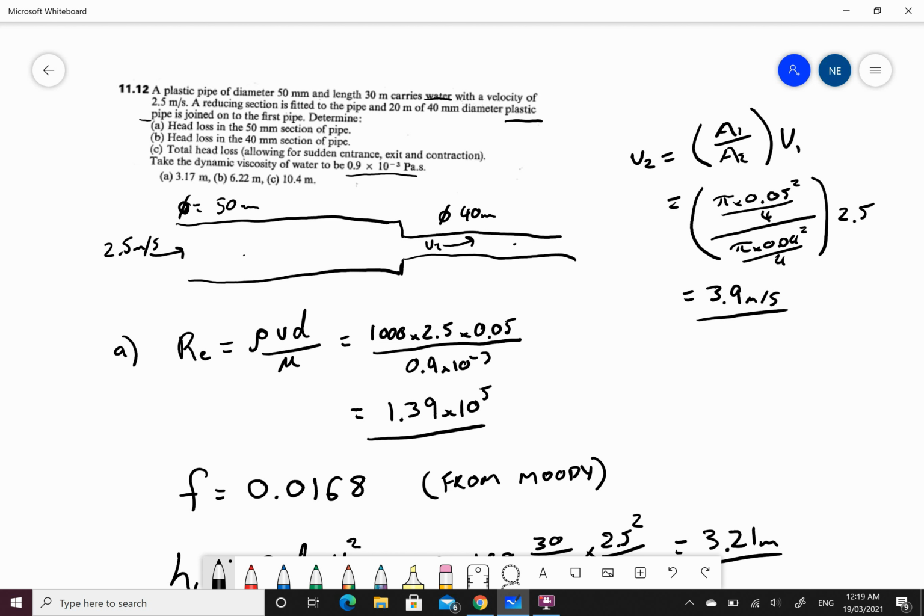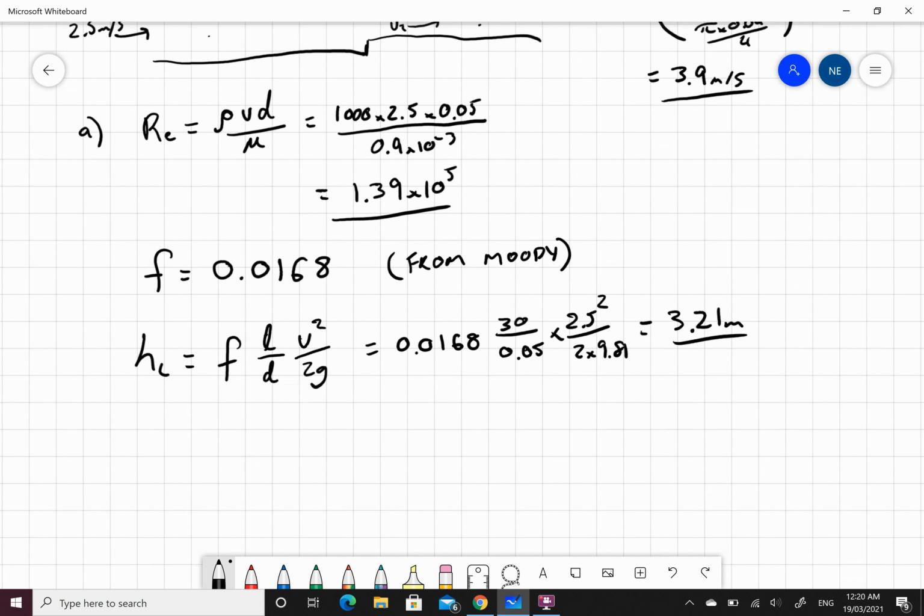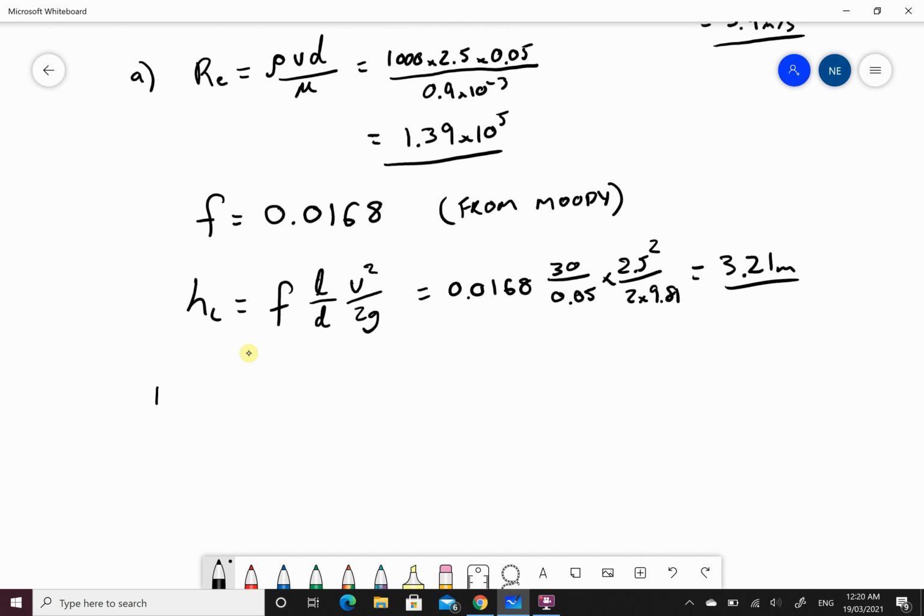So that is the loss due to friction. Now, we're not going to look at any fittings until we do part C. So we'll look at part C in a minute. So this is done. This is the head loss due to friction. Now the head loss due to friction in the 40 mil pipe. So part B. My head loss in that pipe due to friction. It's the same thing. It's equal to f L on D V squared on 2g.